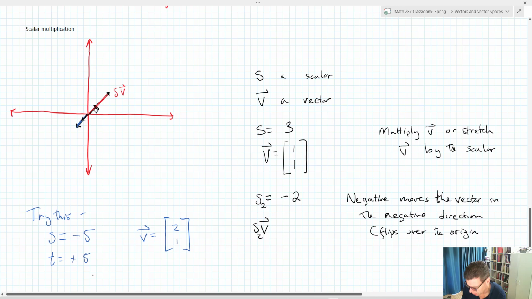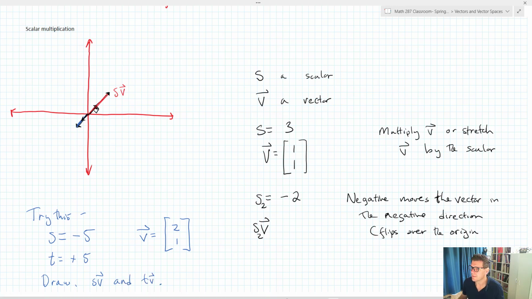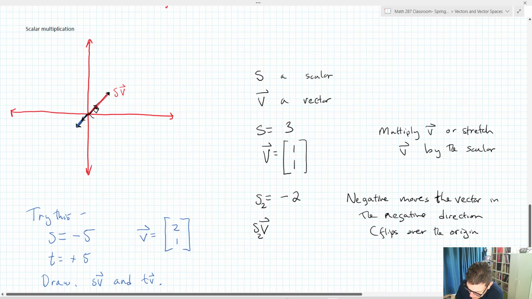Okay. So draw SV and TV. Go ahead and pause and do that. All right, let's go in, and we're going to first do SV. So we've got 2, 1. So we'll go 1, 2, and up 1. So there's 2, 1.